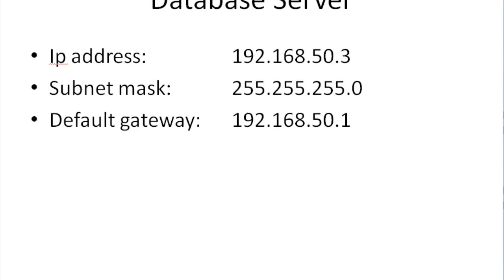The next step is to actually change the IP address of the database server. The IP address for the server will be 192.168.50.3. Subnet mask will be 255.255.255.0, and the default gateway will be 192.168.50.1.